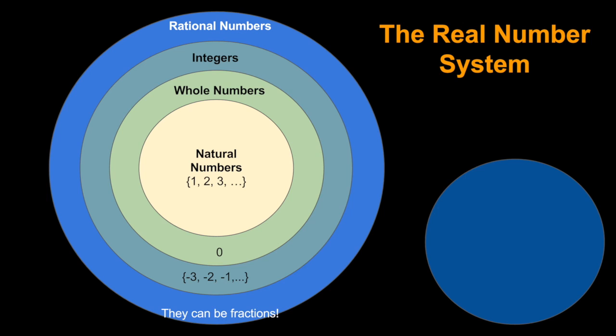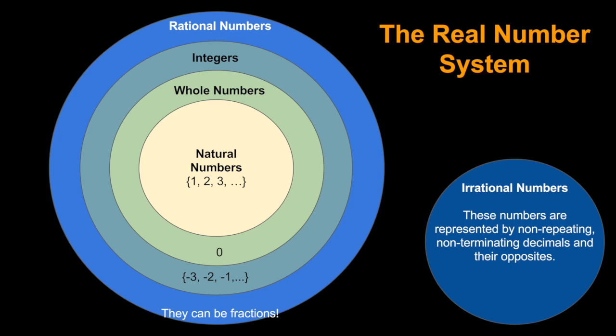Okay, so this group is called irrational numbers, and these are numbers that are represented by non-repeating, non-terminating decimals and their opposites. A non-repeating decimal would be, some decimals will be 0.232323. That is a repeating decimal because it keeps going and it creates a pattern. That would be in the rational number category.